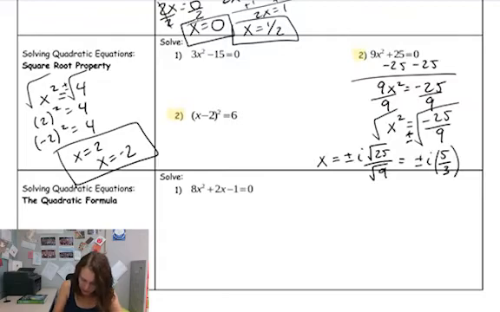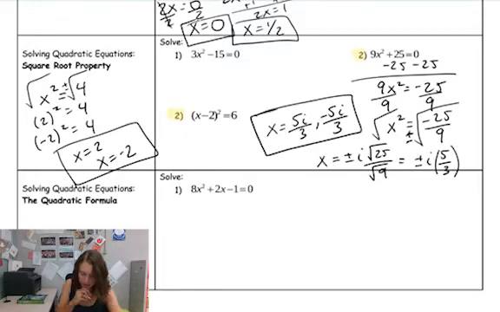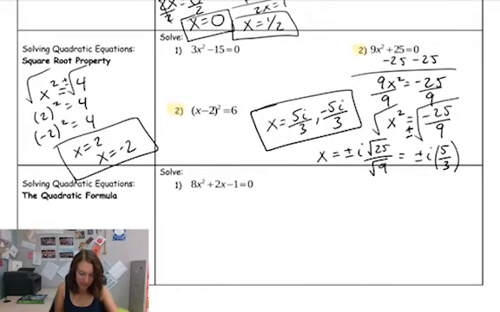And I can rewrite this if I want. I'm just going to write it over here. x equals 5i over 3 and negative 5i over 3. It just looks a little bit nicer in this form, but it's the same answer as we had before. All right, then we have a second example here.